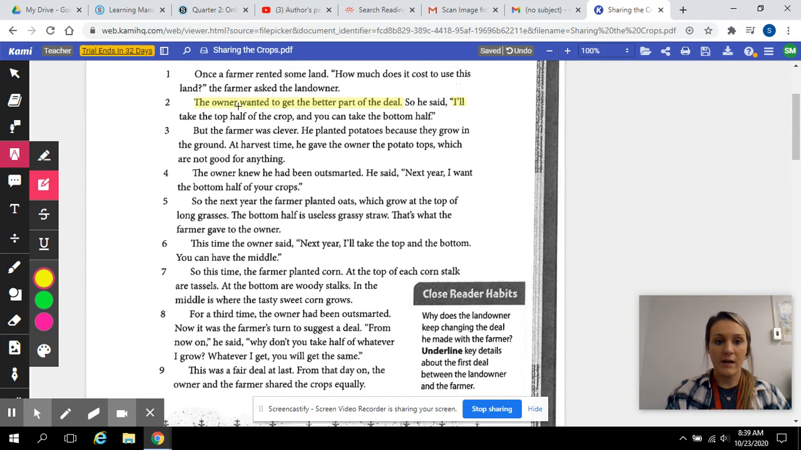So he said, I'll take the top half of the crop and you can take the bottom half. Then it says the farmer was clever. He planted potatoes because they grow in the ground. At harvest time, he gave the owner the potato tops, which are not good for anything. Okay, so the owner was being greedy and wanted the better deal, so the farmer outsmarted him and gave him what he wanted, which really wasn't what he wanted. Okay, so then it happens again and another time. The owner continued to be greedy towards the farmer.